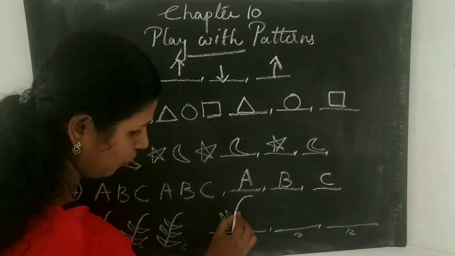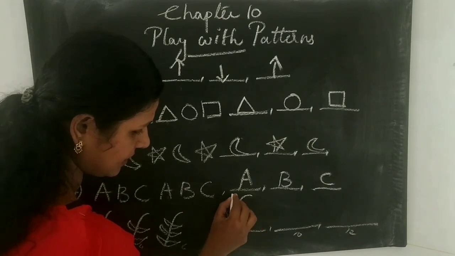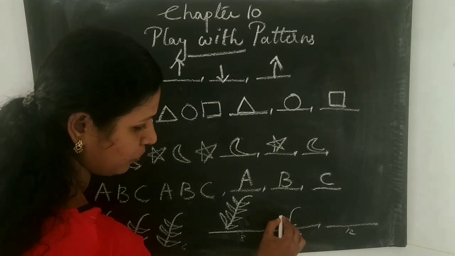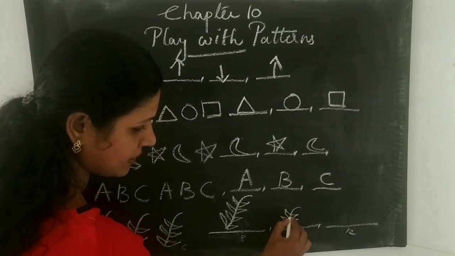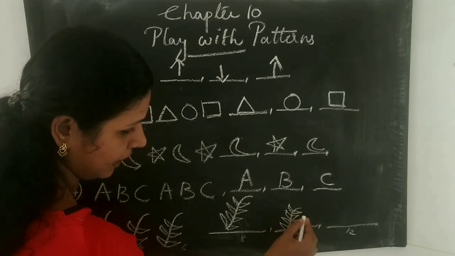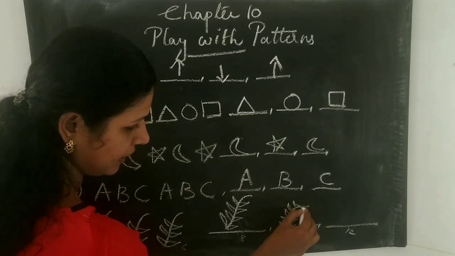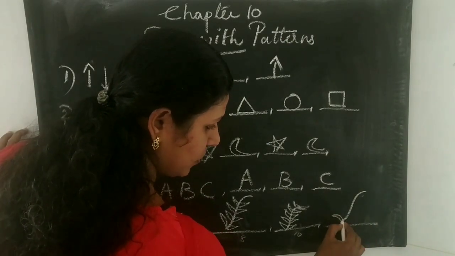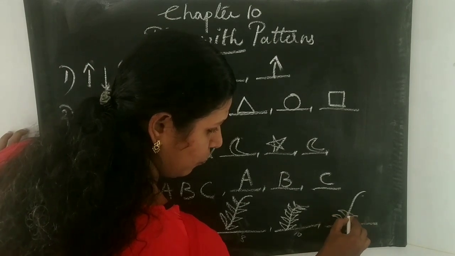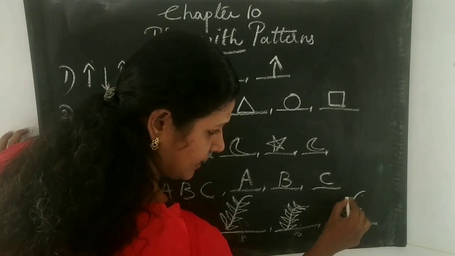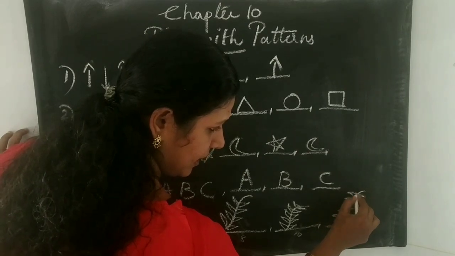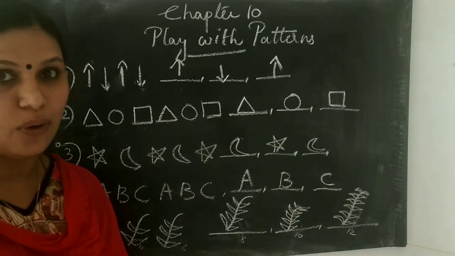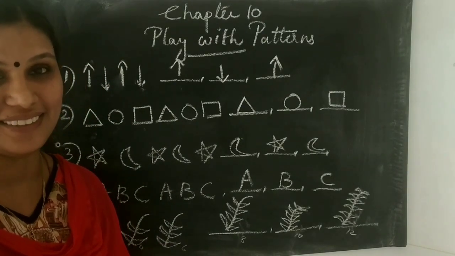2, 4, 6, 8. And here 2, 4, 6, 8, then 10. Here we need 12. So 2, 4, 6, 8, 10, and 12. 12 leaves. Okay, understood how to find these patterns.